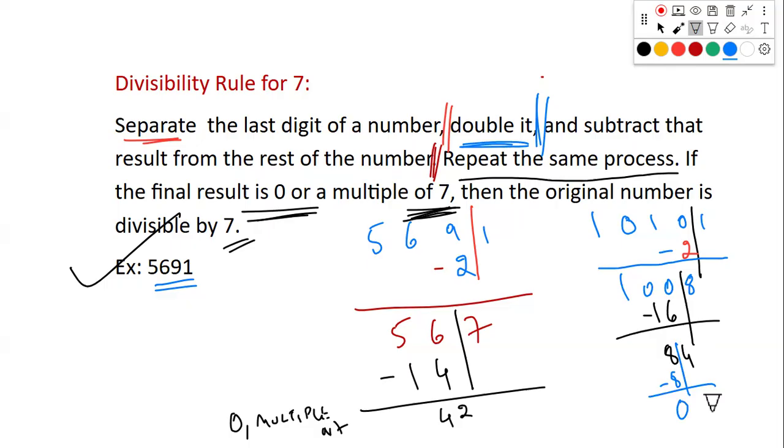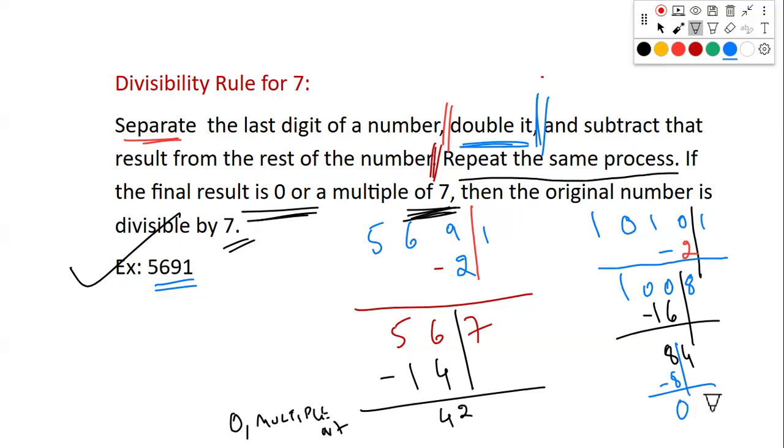You should stop at the last positive value and see whether it is divisible by 7. Don't get into negative values. If it is divisible by 7 or you get remainder as 0, then the number is divisible by 7. Three steps are there.